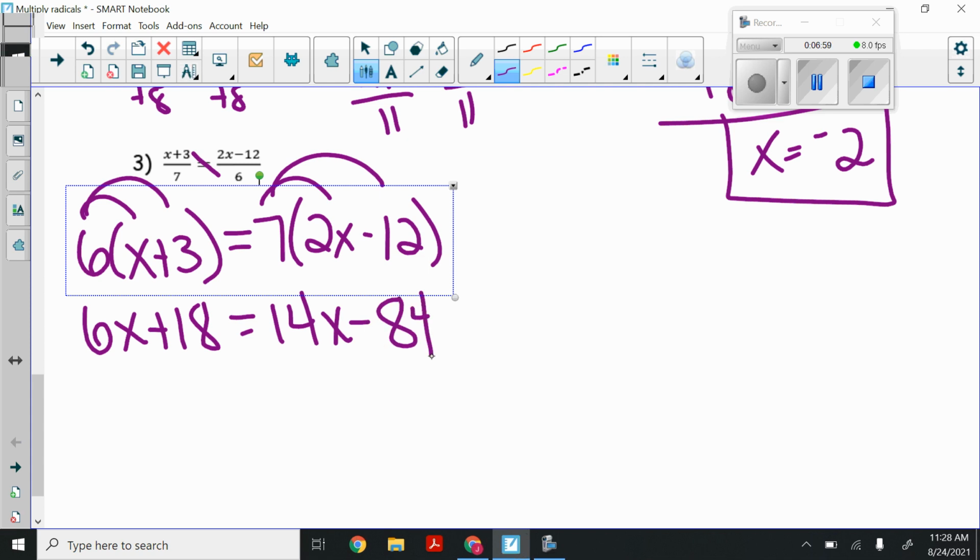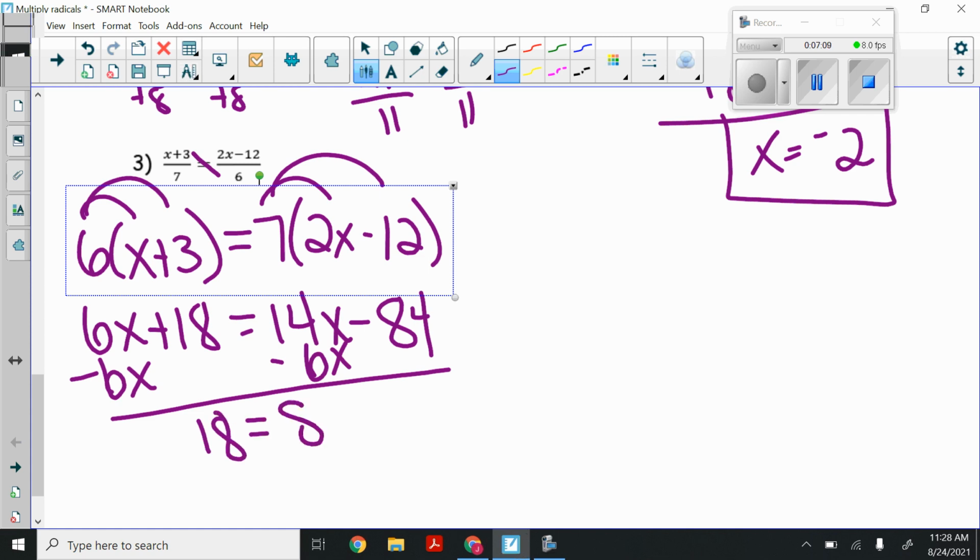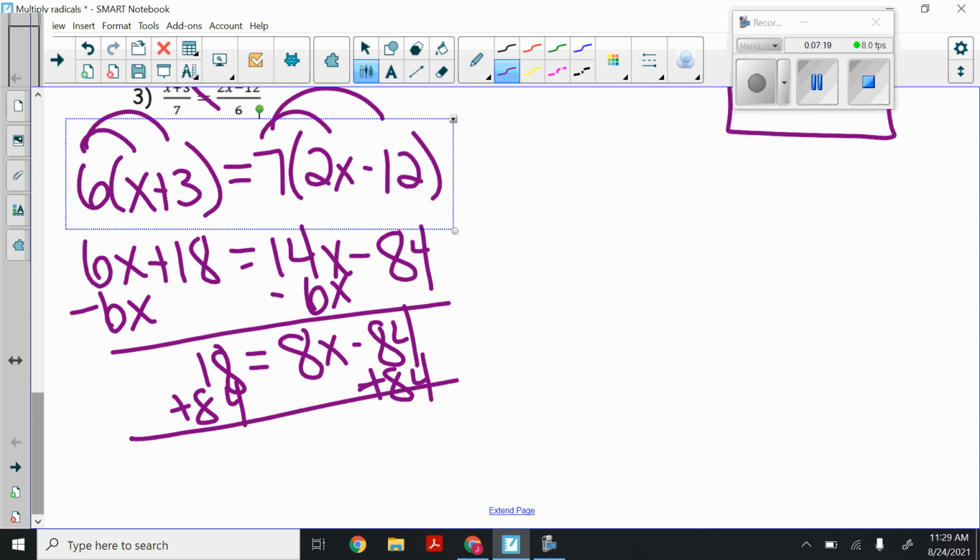I'm going to get all of my x's on the same side. So I'm going to subtract my 6x over. So I have 18 equals 8x minus 84. I'm going to add 84 to both sides. So 18 plus 84, I get 102 equals 8x. Finally, I'm going to divide by 8.